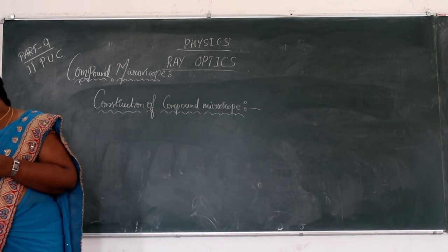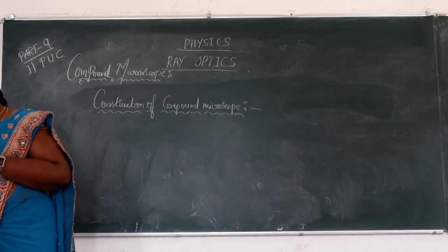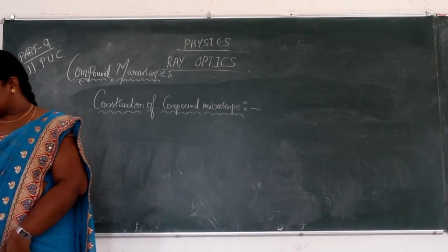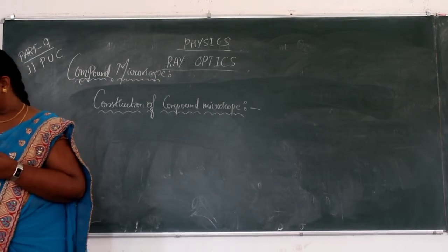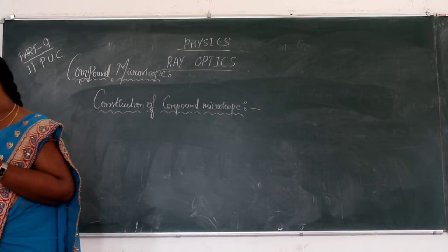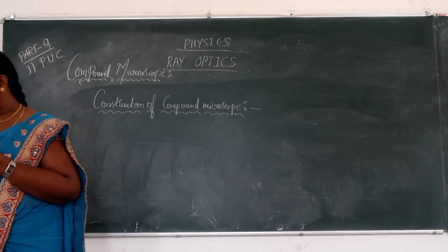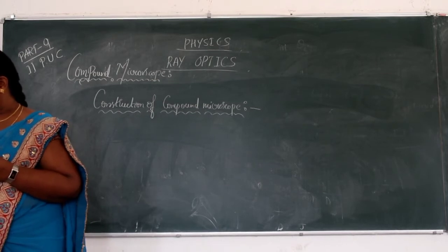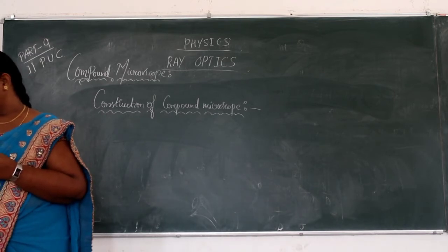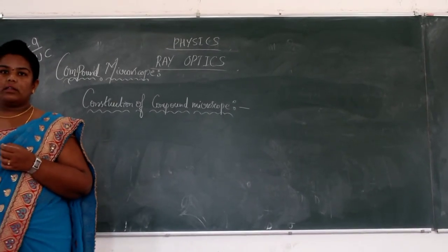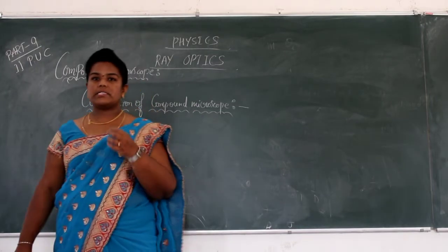It consists of two convex lenses arranged coaxially at the ends of two sliding metal tubes. The lens towards the object is called the objective lens, whose focal length and aperture are small. Full stop. In the next line, the lens towards the observer is called the eyepiece, whose focal length and aperture are comparatively large. In the next line, the distance between the eyepiece and the objective can be varied by using a rack and pinion arrangement.